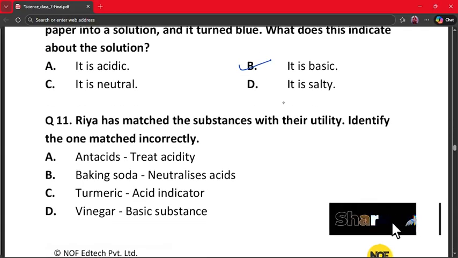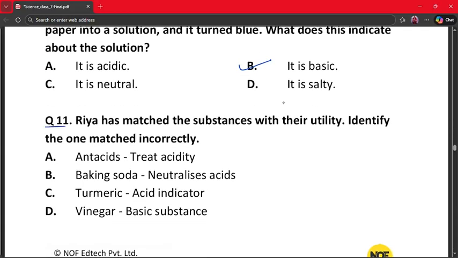Our next question is question 11. Ria has matched the substances with their utility. Identify the one matched incorrectly. A. Antacids treat acidity. B. Baking soda neutralizes acids. C. Turmeric acid indicator, and D. Vinegar basic substance. Here the incorrectly matched pair is option D, because antacids treat acidity, which is correct.